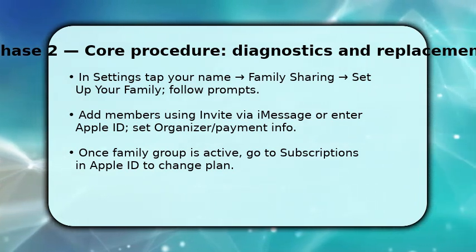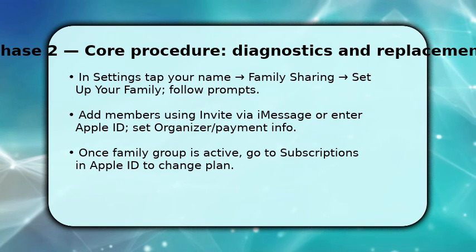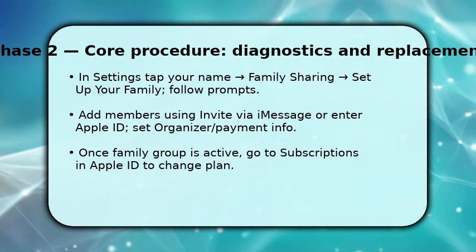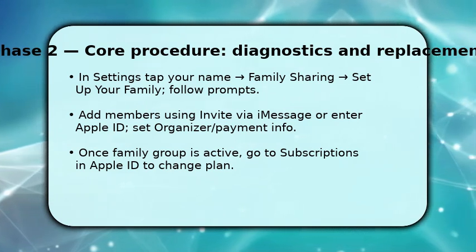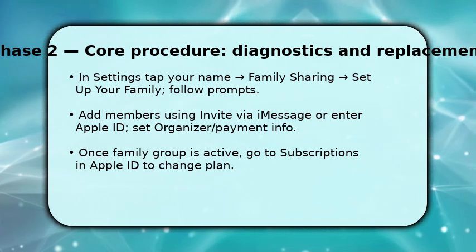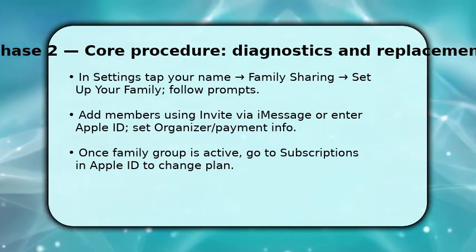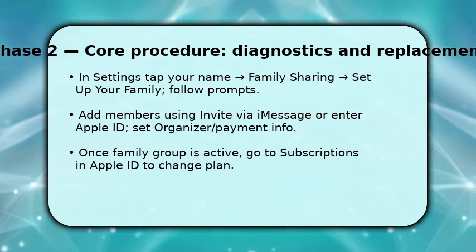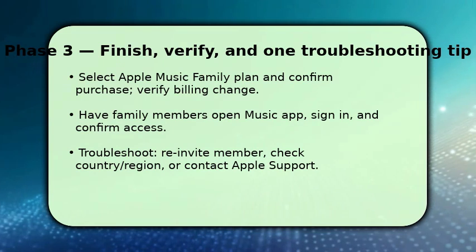Once everyone accepts, navigate to Subscriptions under your Apple ID, find Apple Music, and choose the family plan. This converts the billing and allows up to 6 members. Make sure you confirm each invite, otherwise the member won't gain access. You switch plans by confirming the Apple Music family purchase in Subscriptions. Watch for the billing update on your card.